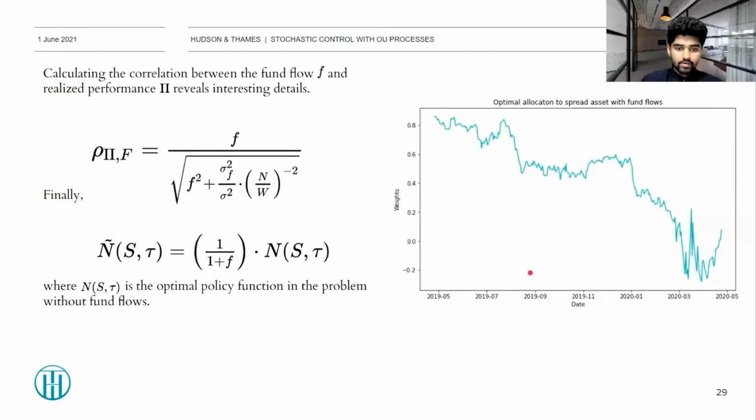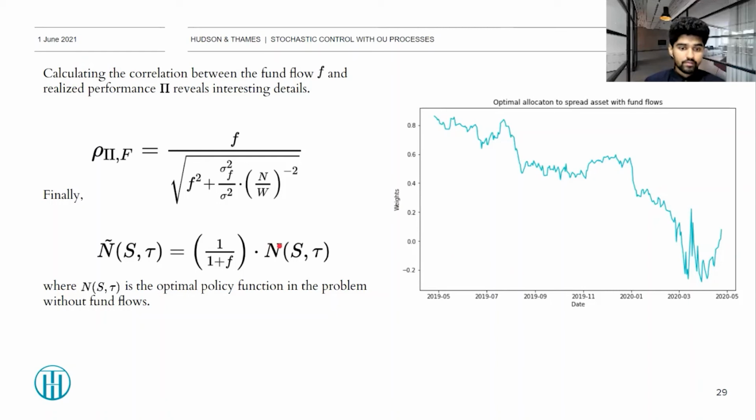So if we look at the correlation between the fund flows, small f, and the realized performance, that is the past performance, capital pi, it reveals some interesting details here. It reveals some intuition behind how this fund flows process is actually modeled, why it is modeled in this way.